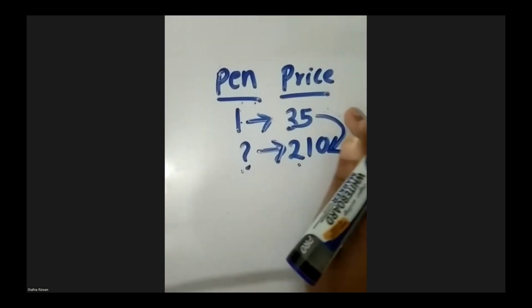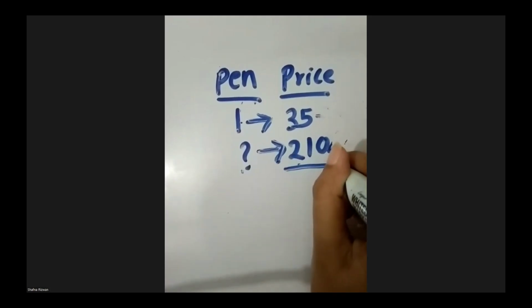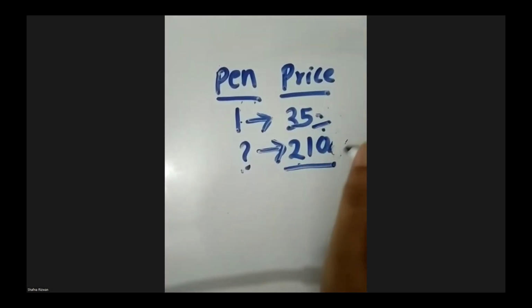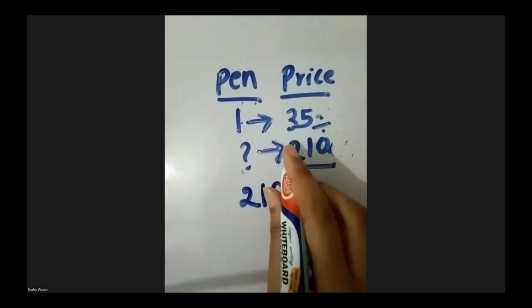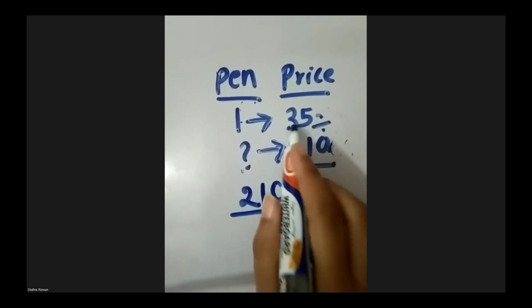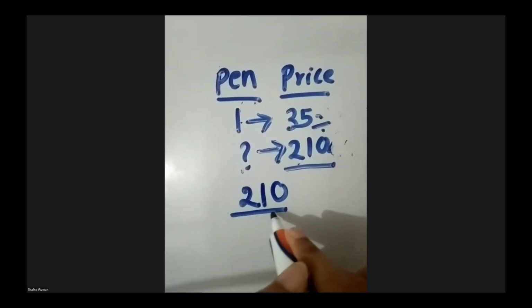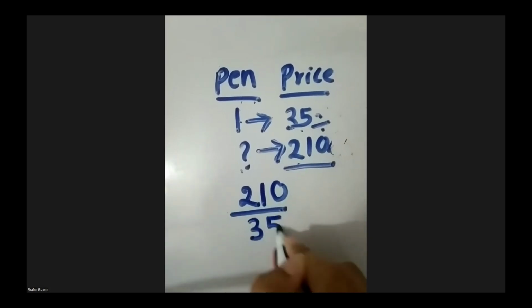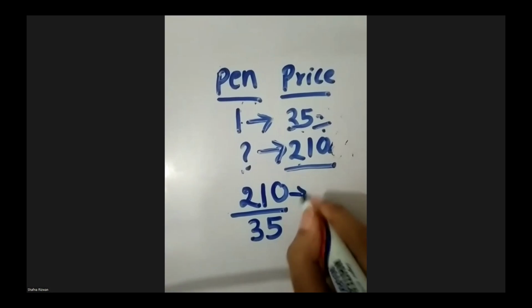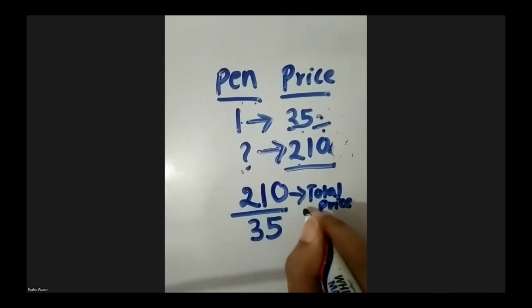For that, what you can do here is take this 210 and divide it by 35. That means they have given you the total price, that is 210, and the price of one pen is 35. So divide it by the price of one pen. That means your total price of the pens is 210, and you are dividing it by the one pen price.